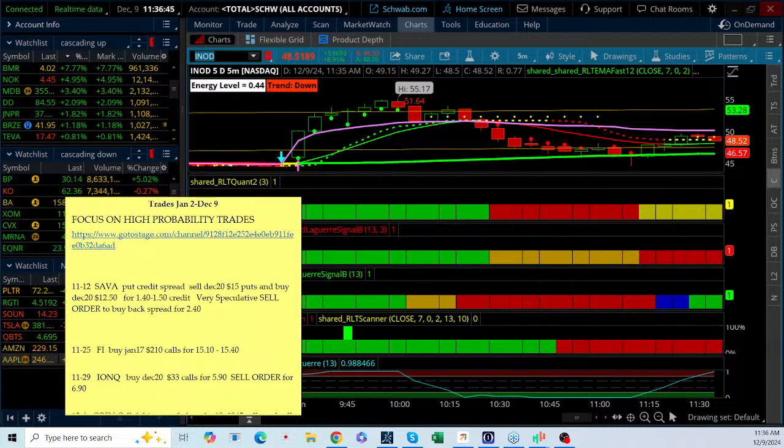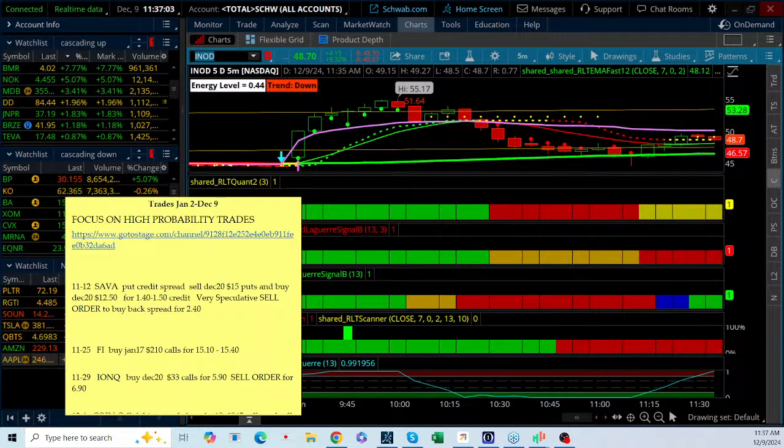Is it worth adding to INOD if it can break above the VWAP? Well, I like the setup. The thing is, you've got to be really careful on the bid-ask on these things because they keep getting wide. So you want to put a bid in somewhere at a reasonable level.